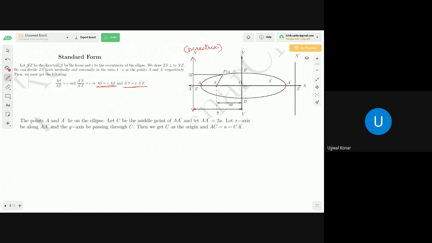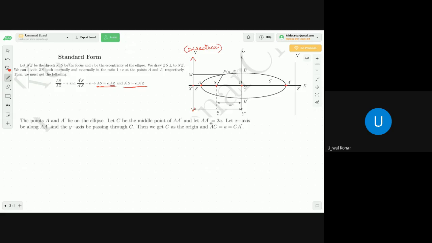So let me read it out, dear students. The points A and A dash lie on the ellipse. Let C be the midpoint of A A dash. That means C is the midpoint of A A dash. And let us assume that A A dash equals 2A. Let the x-axis be along A A dash and the y-axis pass through the point C. Then we get C as the origin, and AC is equal to A, and that is equal to CA dash.